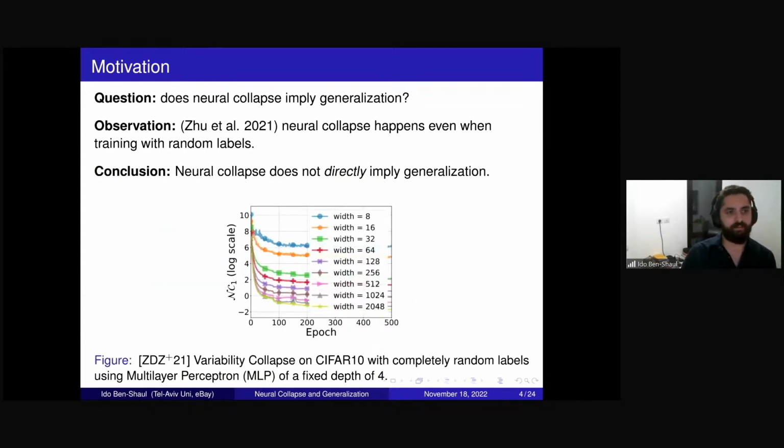The first question we can ask is, does neural collapse imply generalization? Meaning that if we have some neural network and we check how much it collapses, can we say how well it will generalize to new samples? In this paper by Zhu et al., they showed that even when we train with completely random labels, we actually get collapse. Here they have CIFAR10 with several different networks, and we see that they reach perfect collapse. So one might think that our conclusion is that neural collapse does not imply generalization, and we can go home.